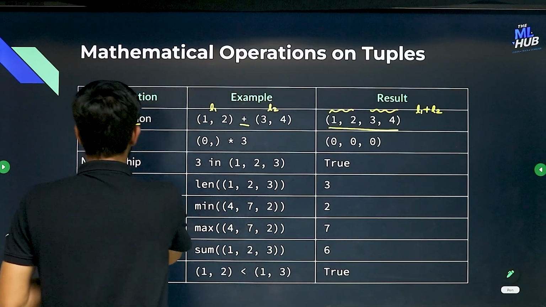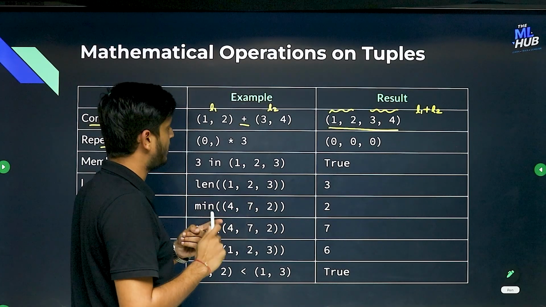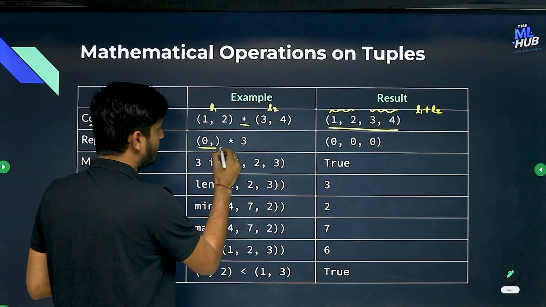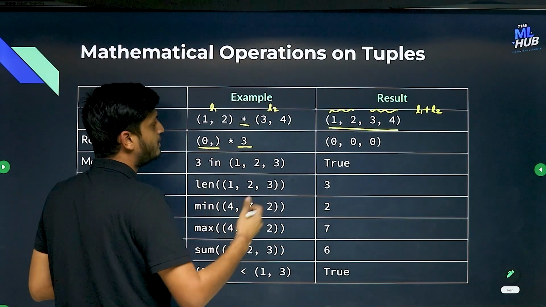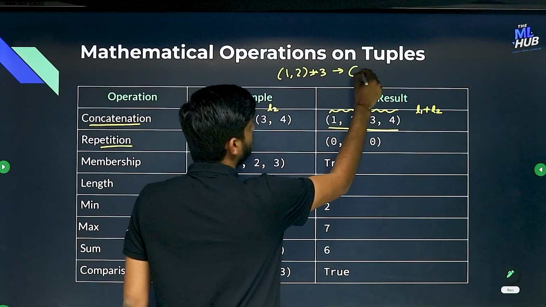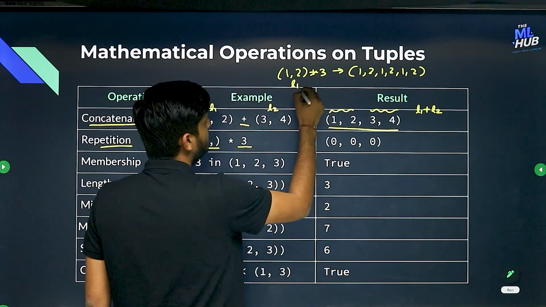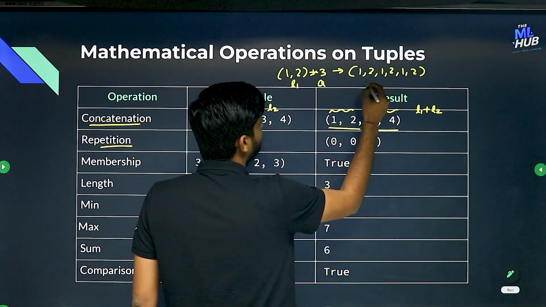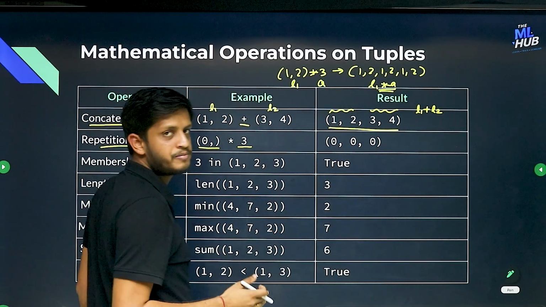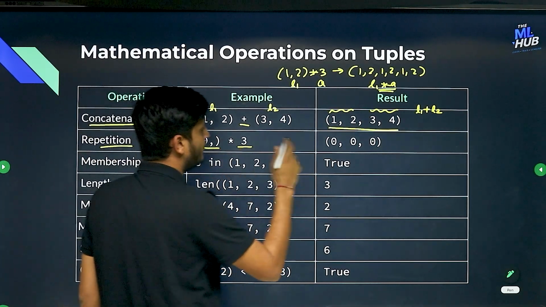Next we have repetition. You can multiply a tuple with an integer. We cannot multiply a tuple with a floating point number or another tuple, only with an integer. If you multiply a tuple with an integer, the same elements will be repeated that many times. So if you do (1, 2) into 3, the output will be a tuple containing 1, 2, 1, 2, 1, 2. So if the original tuple contains L1 elements and you multiply it by a number a, the final tuple will contain L1 into a elements. In the same order, the elements will be present that many times. So if you create a tuple with a single element like (0,) into 3, you will get 0, 0, 0.